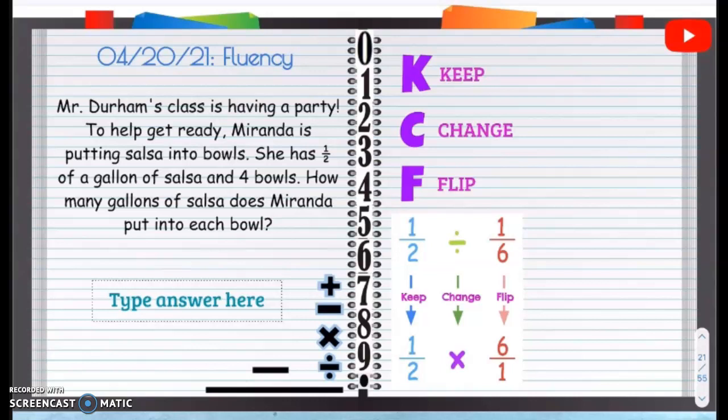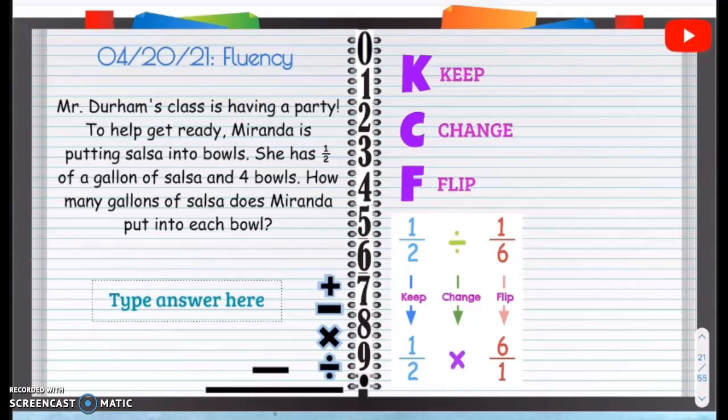All right, we're going to do fluency and vocabulary on the same video. So our fluency: Mr. Durham's class is having a party. To help get ready, Miranda is putting salsa into bowls. She has 1/2 of a gallon of salsa, and she has 4 bowls. How many gallons of salsa does Miranda put into each bowl?